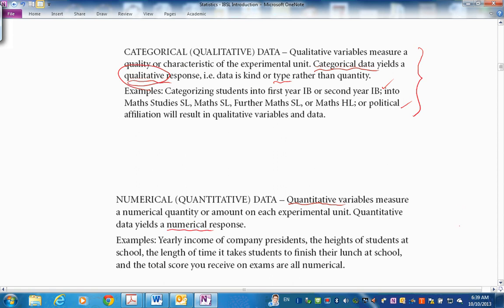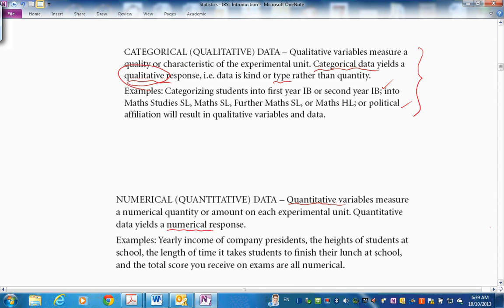Notice that was an interesting one, because height could be qualitative, couldn't it? You could say short, medium, tall, and have categories. But by and large, that would be called a quantitative variable and would yield numerical data. Numbers to measure the nature of that variable, and the variable would be height there.